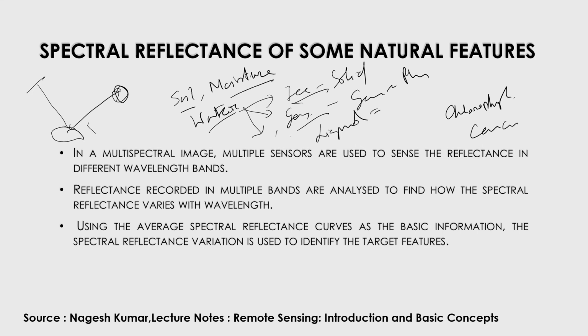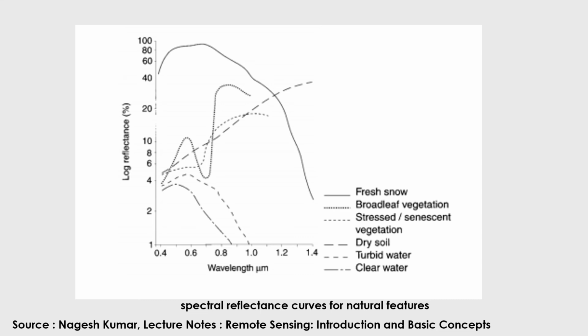So these are different spectral curves, showing how light behaves after falling on fresh snow, broadleaf vegetation, stressed vegetation, dry soil, turbid water, and clear water. In the case of turbid water, what is happening? Just beyond the visible wavelength, this is the visible wavelength 0.4 to 0.7, the reflectance drops sharply, and at 1 micrometer it becomes dark. This is your turbid water.